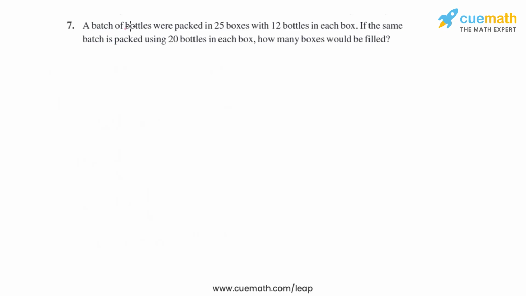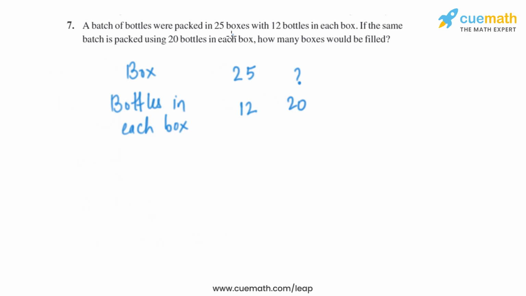Question 7 of this exercise says a batch of bottles were packed in 25 boxes with 12 bottles in each box. If the same batch is packed using 20 bottles in each box, how many boxes would be filled? So the number of boxes given in the question is 25 and 12 bottles are there in each box. So when we increase the number of bottles in each box to 20, the number of boxes will be less, which means they are in inverse proportion.